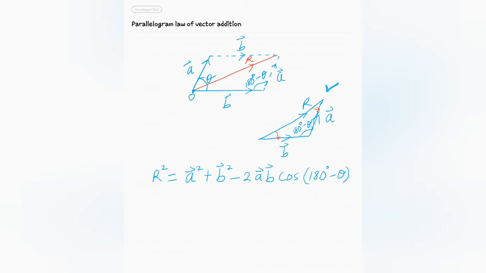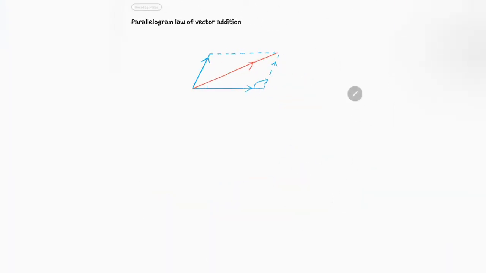So let's take an example using numbers this time around. Let's assume that two vectors are acting on a particle simultaneously, and the particle is located at the point O, and let's say one of the vectors is 3 Newton and the other one is 5 Newton, and the angle between them is 60 degrees.